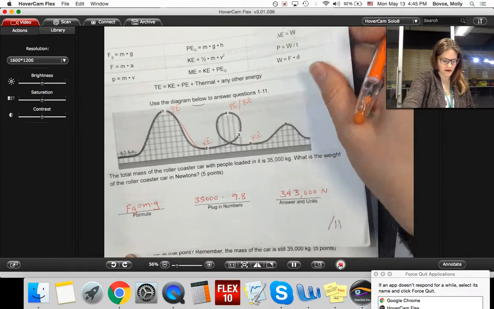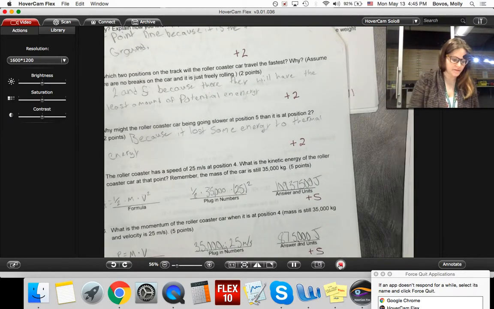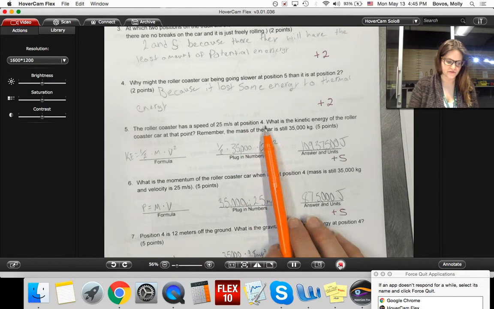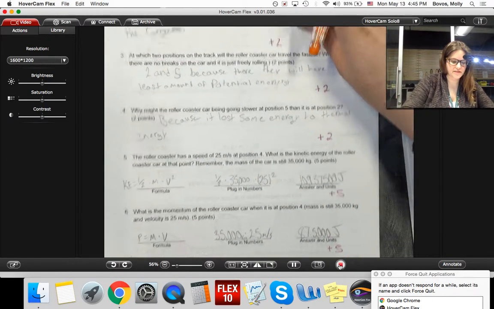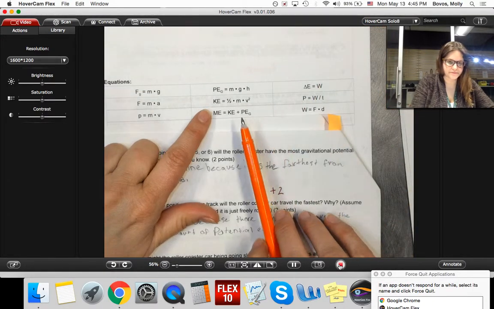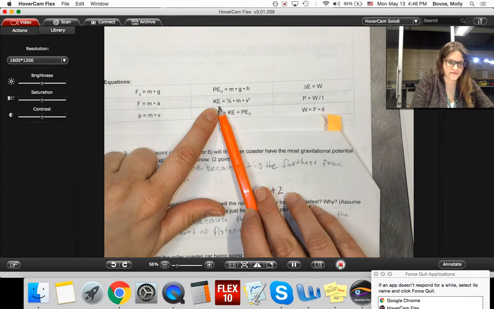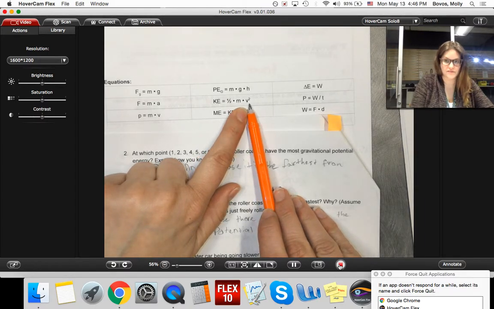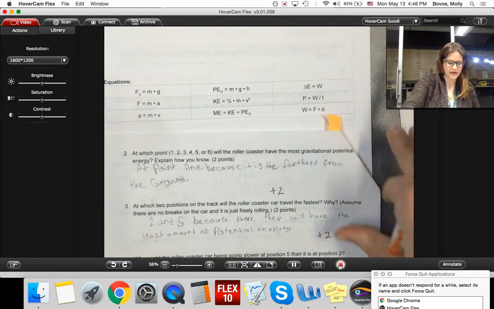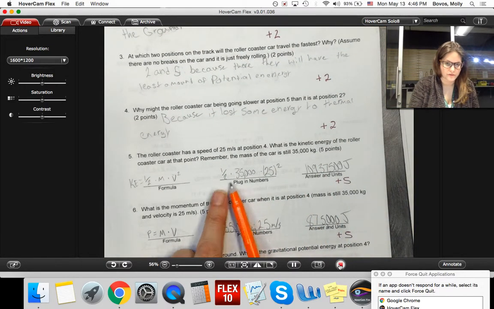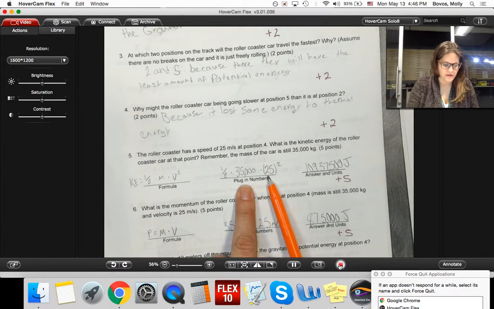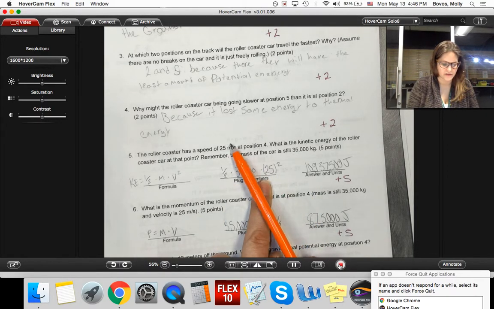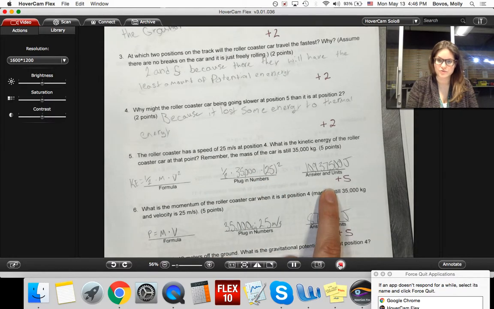Okay. Next question is, the roller coaster has a speed of 25 meters per second at position 4. What is the kinetic energy of the car at that point? So we are going to need our formula for kinetic energy, which is this one. KE equals 1/2 times m, which stands for mass, times v squared, which stands for velocity squared. And so then to calculate that, we just need to show the formula. Then we plug in our numbers, 35,000 kilograms and the 25 meters per second for the velocity. And we get our energy in joules.